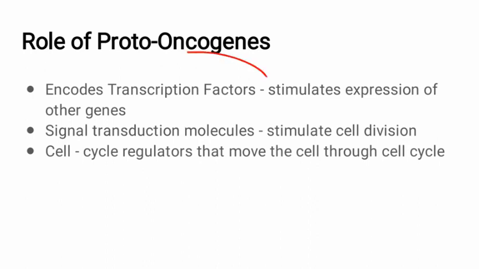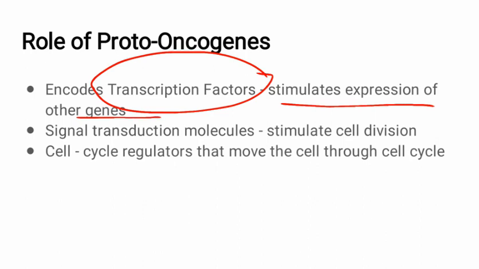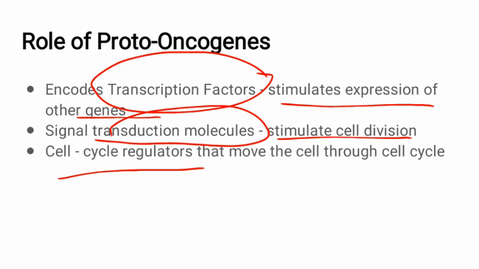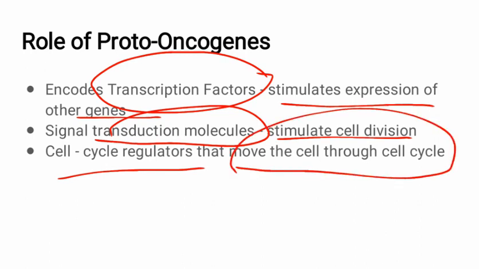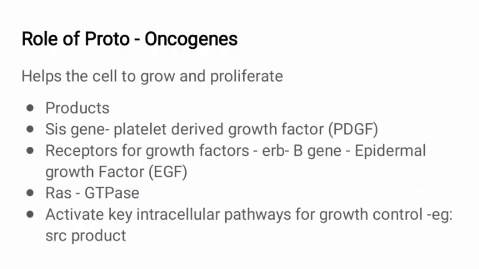They encode transcription factors, and these transcription factors are very important for eukaryotic transcription to take place, so that the mRNA can be produced and translated so that the gene gets expressed. A protein is produced, so it stimulates the expression of other genes. These proto-oncogenes are also signal transduction molecules which will stimulate cell division. They also act as cell cycle regulators that move the cell through the cell cycle. On the whole, these proto-oncogenes help the cell to grow and proliferate, right?